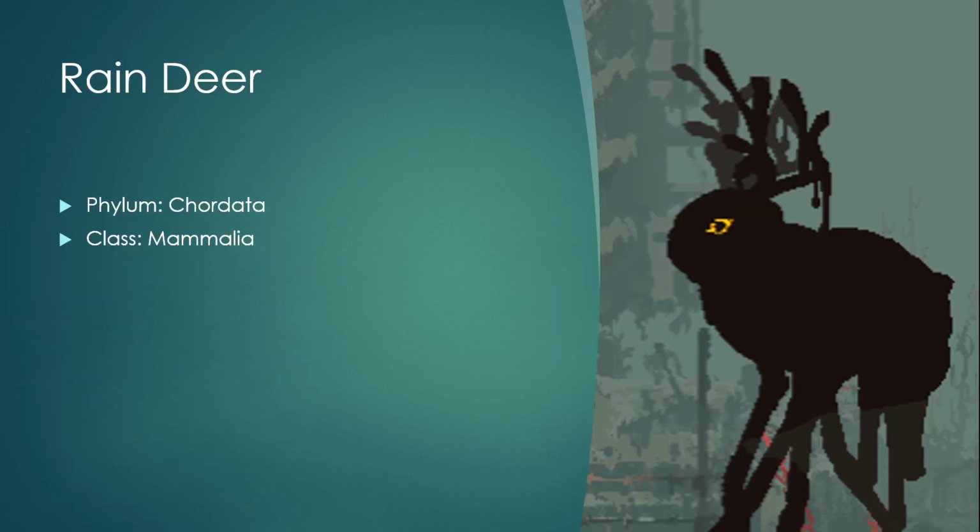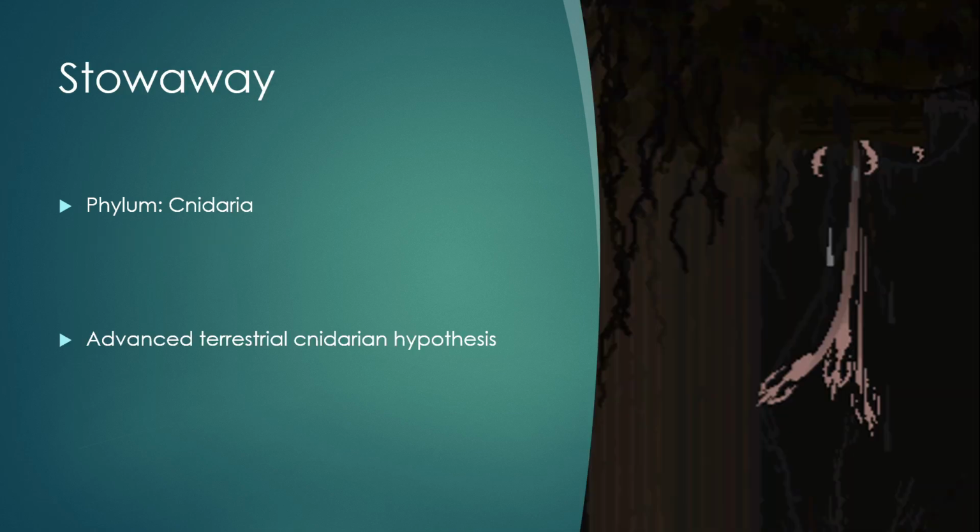Next up is the reindeer, which would be phylum Chordata and class Mammalia. Real deer belong to an order that contains even-toed ungulates. In the game, their weird leg structure kind of seems to make it look like the reindeer don't actually have toes at all, so I couldn't really classify it any further than class. The stowaway, which I believe to be in phylum Cnidaria, and this goes into my advanced terrestrial Cnidarian hypothesis, which I will explain later.